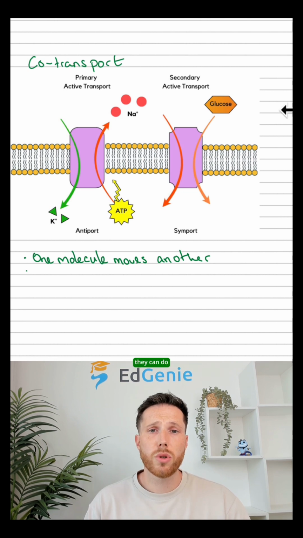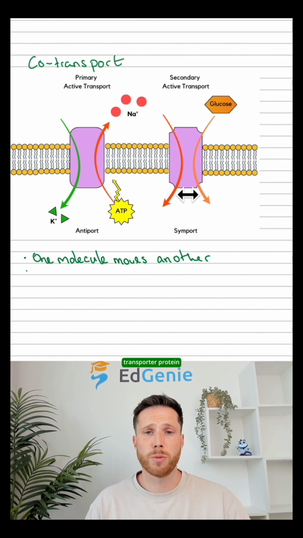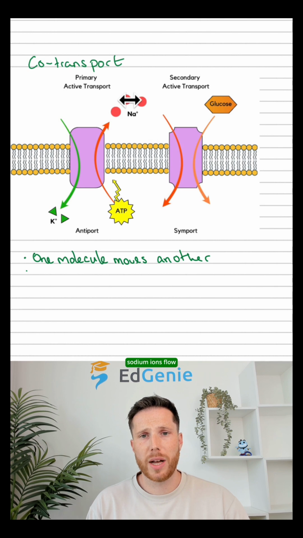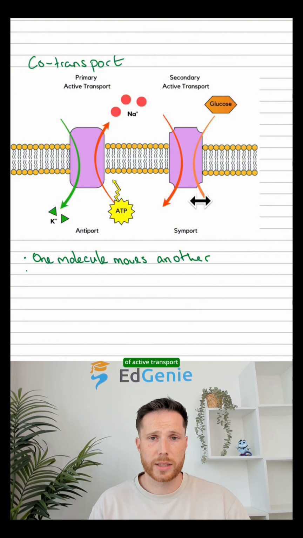But the only way they can do this is through the sodium-glucose co-transporter protein. So as the sodium ions flow back into the cell through this protein, they're going to drag a glucose molecule through with them. Now, we say it's like a form of active transport because ATP was used in the initial stage at the potassium-sodium pump, but we didn't need it in the second stage where the glucose was moved into the cell.